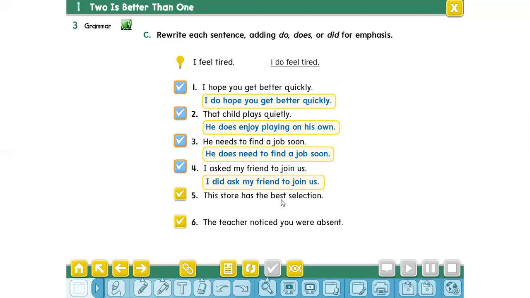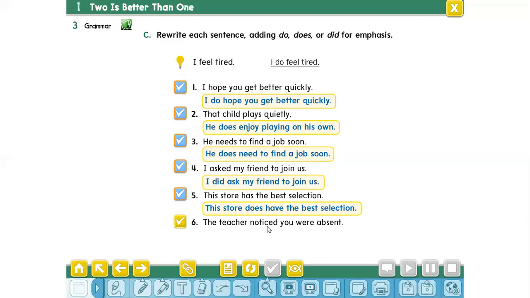This store has the best selection. Has, this verb, yes, very good. Resembles, needs, or plays, or enjoys. So here, this store does have. Excellent, you are very good. So this store does have the best selection. Here we use does because in this verb there is an s, and we have to use the first form of the verb after using does. So does have.